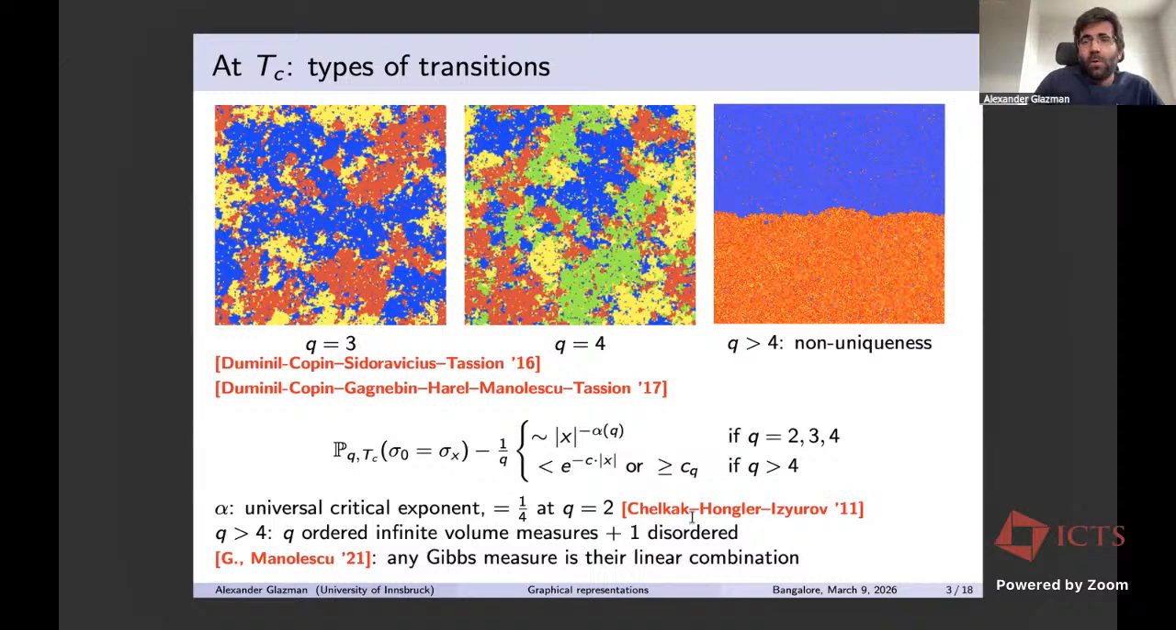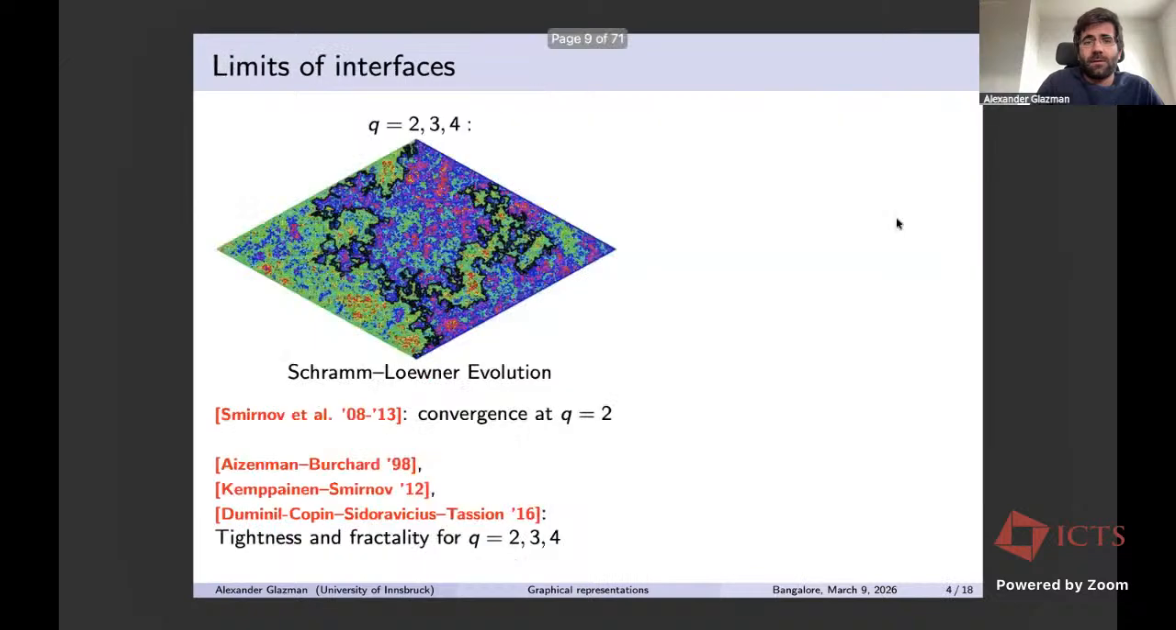So now we look at the interface between the states. And again, here the behavior is different in two cases. When Q is 2, 3, or 4, you expect to see Schramm-Loewner evolution, which was proven at Q equals 2. And it's known that for the values 3 and 4, you have tightness, so subsequential limits, and these limits have Hausdorff dimension strictly between 1 and 2.